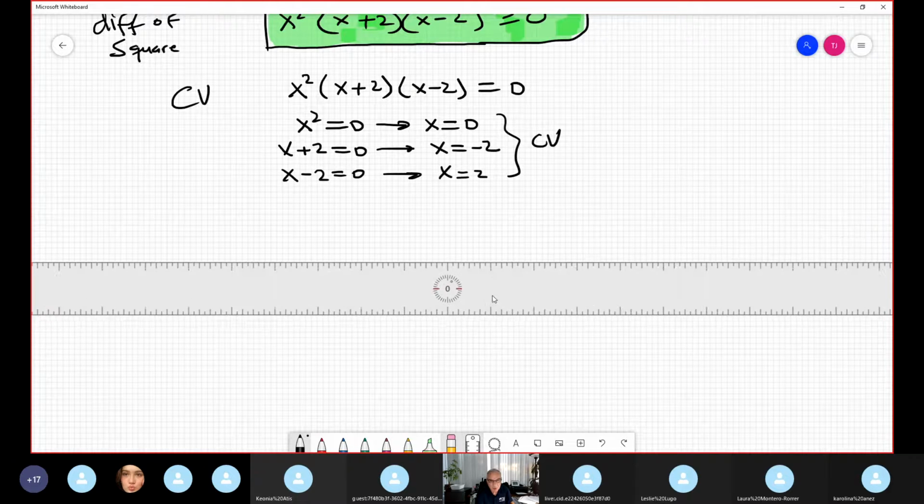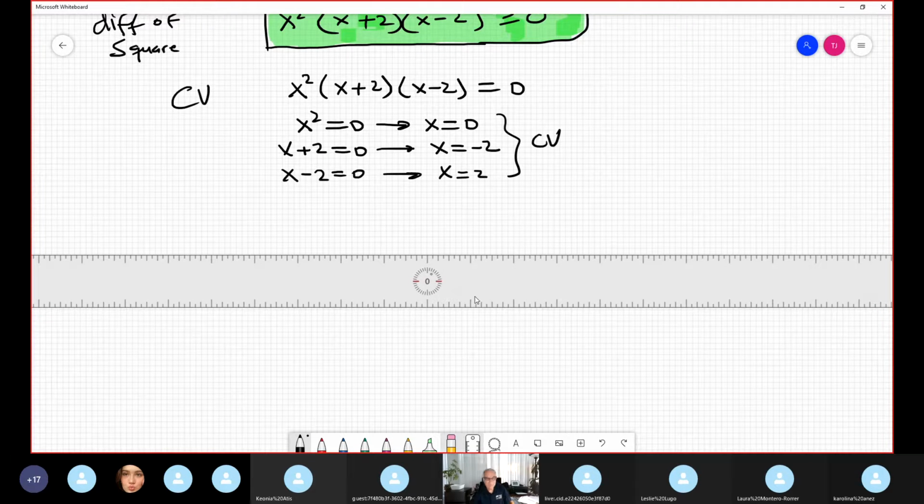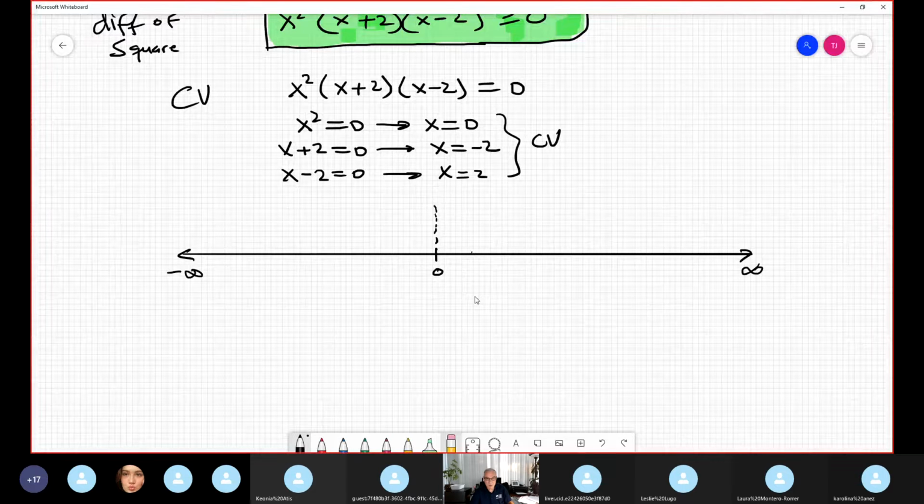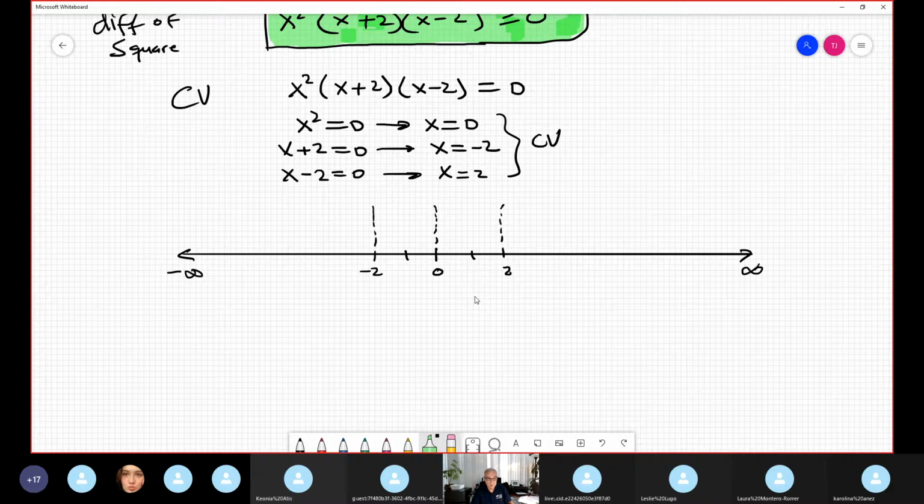Okay, this is my famous all real number line. Positive infinity, negative infinity, and 0 is always in the middle. And 0 coincides with a critical value. Partition here: positive 2 and negative 2. This is my partition, so we define four intervals.